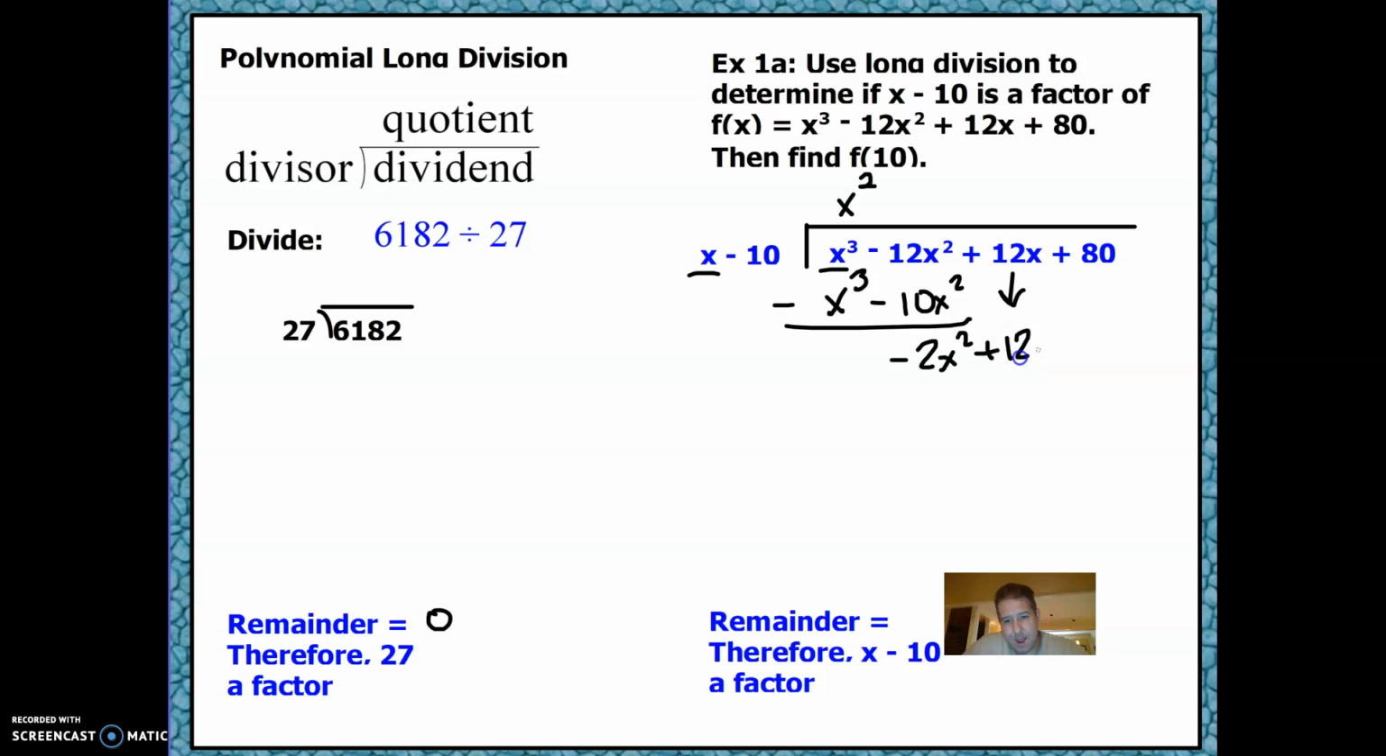Bring down my next term, just like you do in long division, and do it all again. What would I have to multiply x by to make it negative 2x squared? That would be negative 2x. Negative 2x times x is negative 2x squared.